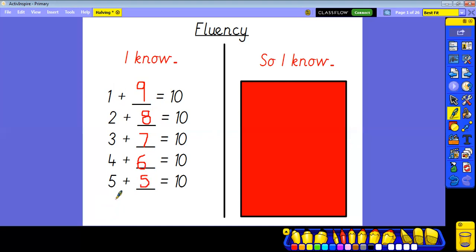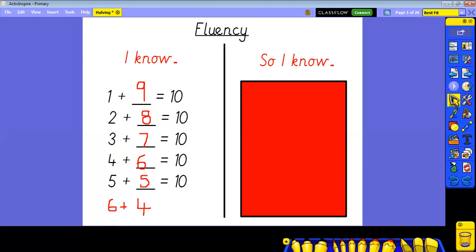10, and then if I were to carry on and say that there was 6 here, 6 add, well, I've already got 6 as one add end, so my other add end would be 4. And then 7 is already an add end, so my other one would be 3, so 7 add 3, remembering that it's commutative. So that's why I've chosen to stop at 5. So with that in mind, we're going to have a look at some related number facts, okay?